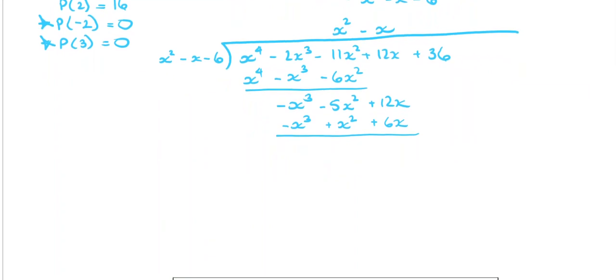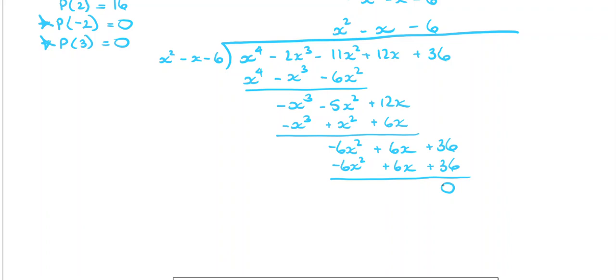Subtracting, the x cubes will disappear. Minus 5 minus another 1 will be minus 6x squared. 12 take away 6 is 6x, and then bring down the 36. One more divide. Minus 6x squared divided by x squared is minus 6. Timesing that out, we get minus 6x squared. Then plus 6x and plus 36. So all those terms are the same, which means my remainder is 0.